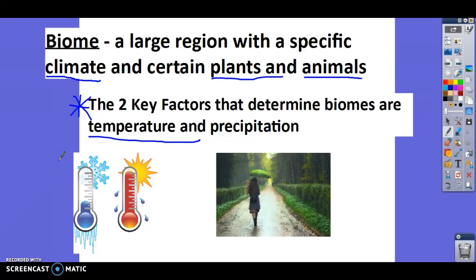Let's just look at temperature for a second. How is a rainforest different from the Arctic or the tundra? Well, they're different temperatures, right? A cactus isn't going to live in the Arctic or at the North Pole. Why? It can't live there. And then precipitation. If we take the desert and the rainforest, they're going to have similar temperatures. The desert will probably be a little warmer, but the desert doesn't get hardly any rain, and a rainforest gets tons of rain. So the two key factors that determine what ecosystem or biome is where are temperature and precipitation.